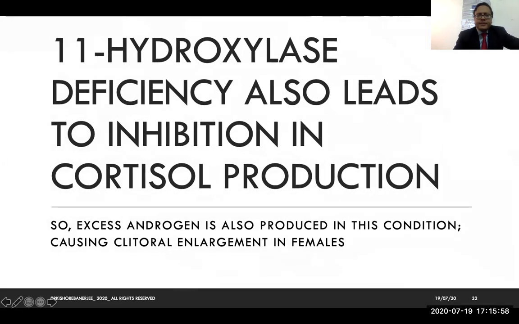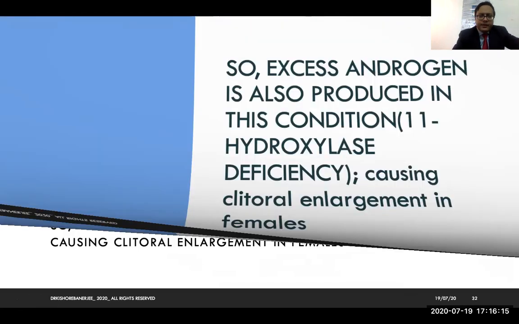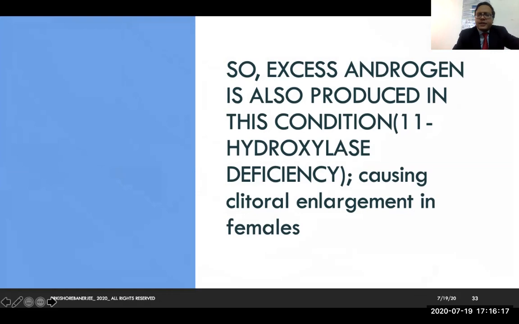11-hydroxylase deficiency also leads to inhibition in cortisol production, which I already mentioned. But excess androgen would again be produced in this condition, causing clitoral enlargement, because obviously some intermediates are now channelized into that pathway, since one of the pathways is completely blocked. So excess androgen is also produced in 11-hydroxylase deficiency, causing clitoral enlargement in females. This point would be common.